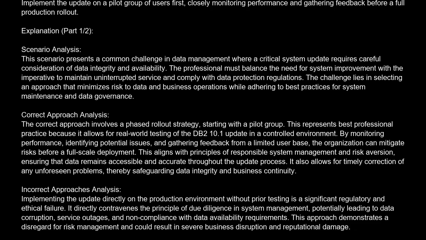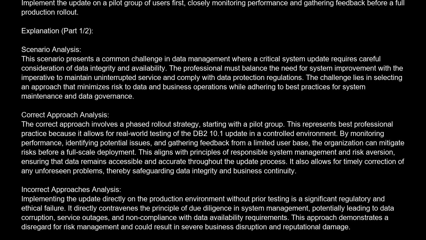This aligns with principles of responsible system management and risk aversion, ensuring that data remains accessible and accurate throughout the update process. It also allows for timely correction of any unforeseen problems, thereby safeguarding data integrity and business continuity.